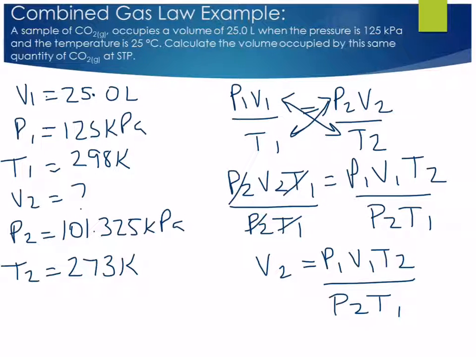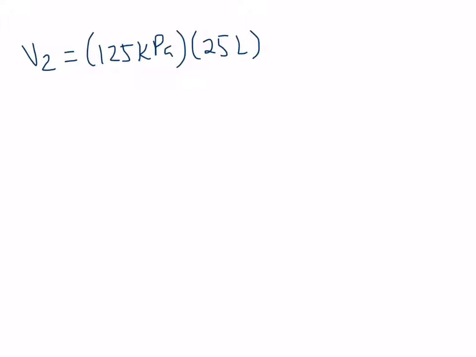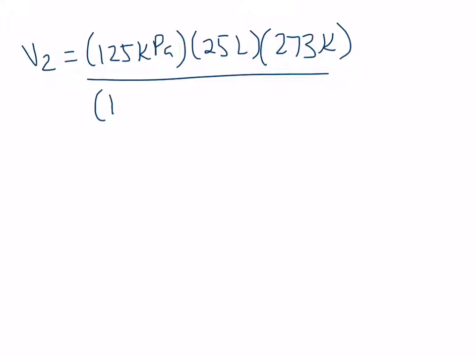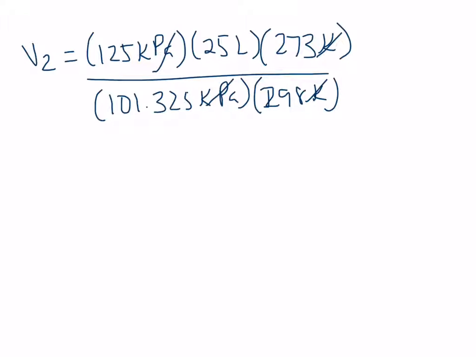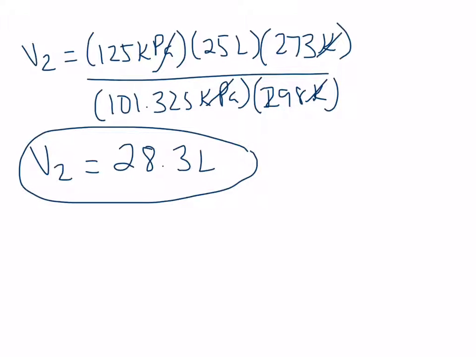So I'm just going to go to a clean sheet so that I've got a little bit more room. So we have V2 equals, so I'm going to start putting my information in. So I have 125 kilopascals, 25 liters, 273 degrees Kelvin over 101.325 kilopascals times 298 degrees Kelvin. So our kelvins cancel, our kPas cancel, so that's how we end up with our unit for liters, and we get 28.3 liters. So that's our new volume.